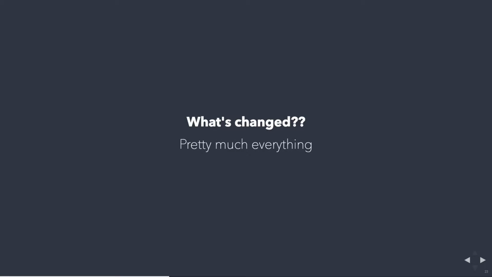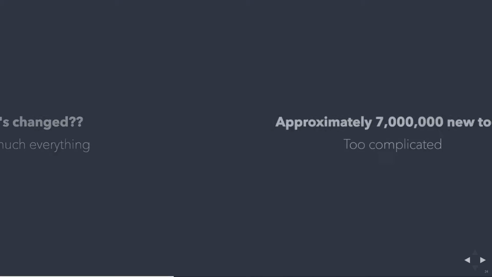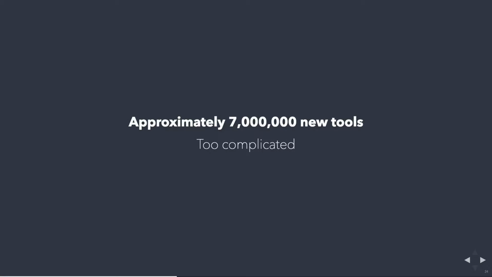Pretty much everything has changed. I would say that this is my approximation, but there are probably 7 million new developer tools since then. From Grunt, Gulp, Broccoli, Chai, Mocha, the list goes on and on. There's hundreds of them, and they're all too complicated. And for the most part, they all do the same thing. If you need to accomplish one task, I bet there's 20 tools that you could find on NPM that do the exact same thing. So it's extremely complicated. It's this huge ecosystem that's trying to find its way.